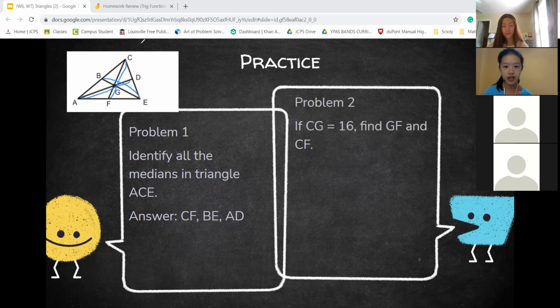Okay, for the second problem, if CG equals 16, find the lengths of line segments GF and CF. And you should use what we learned about the ratio of sides in the median to find this.